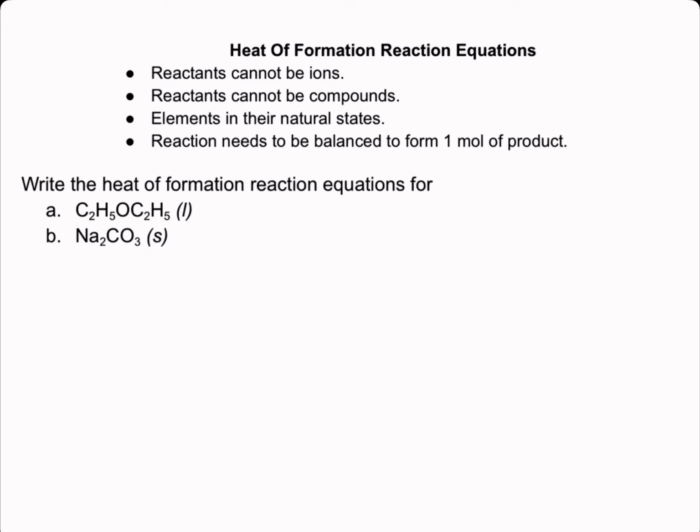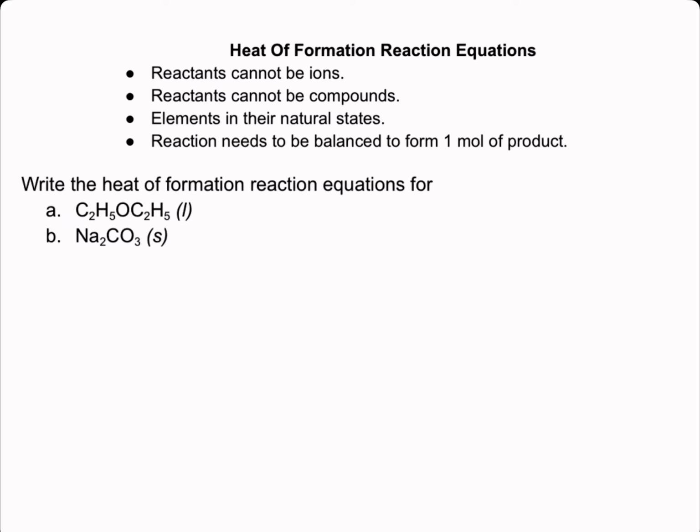We're going to talk about the heat of formation reaction equations. When we're writing these equations, there's a few things we have to remember. The reactants cannot be ions. So you cannot have cations, anions, positives, negatives floating around in the reactants. The reactants cannot be compounds, and the elements have to be in their natural states.